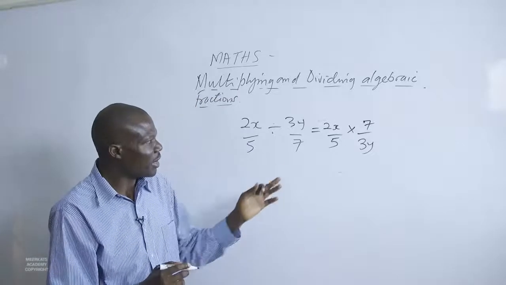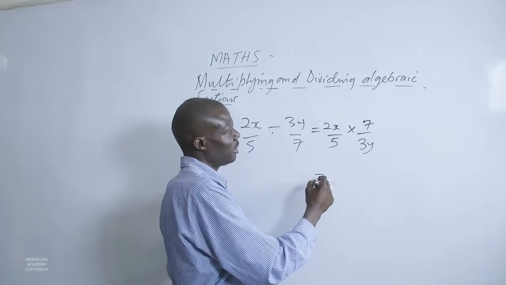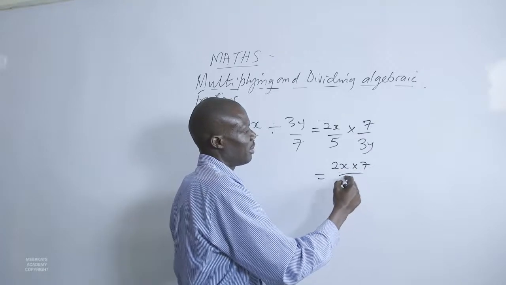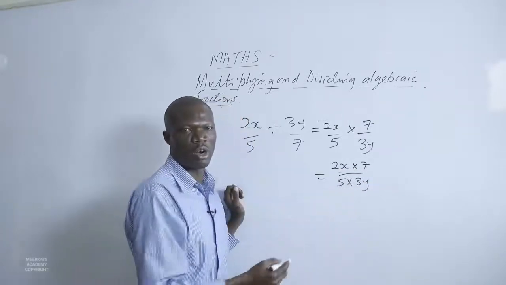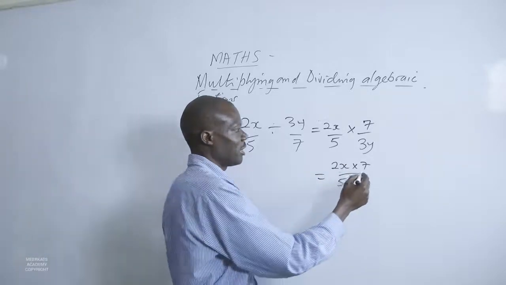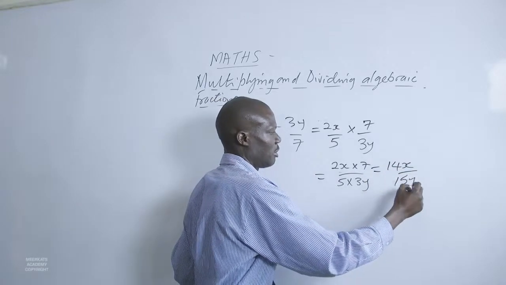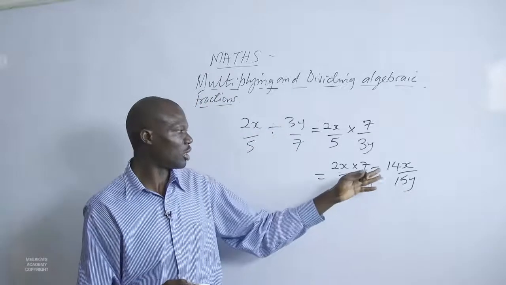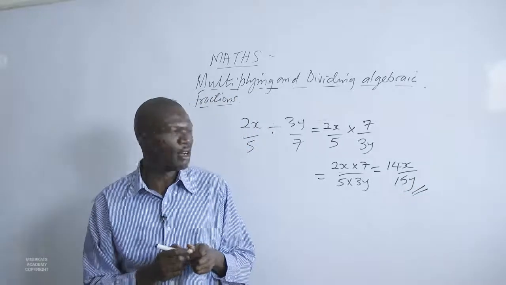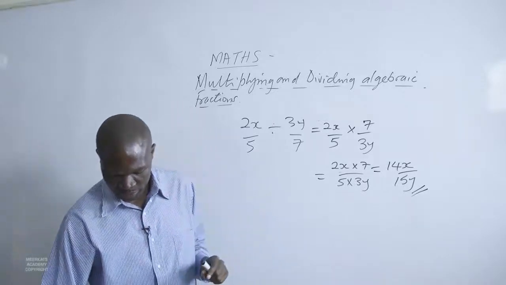That is the reciprocal. Anywhere we can simplify or cancel, we do, but for this case, it seems to be straightforward. That is 2x times 7 over 5 times 3y. This gives us 14x over 15y. And that is our answer when you are dealing with this. That is our final answer.